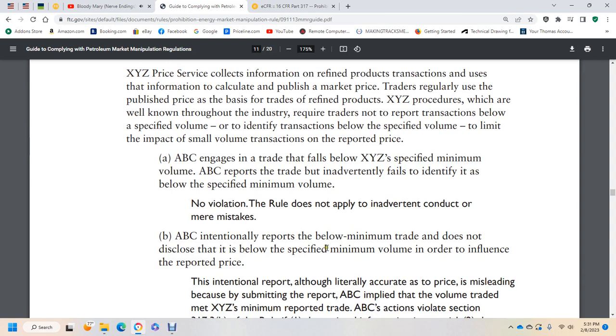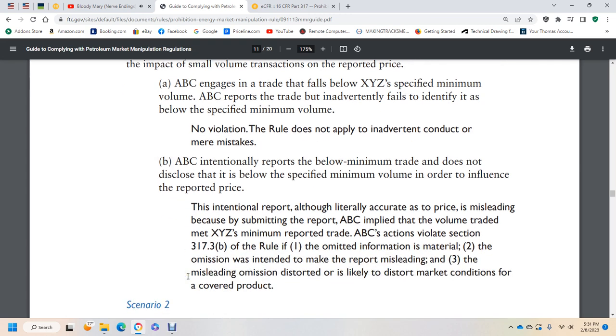ABC intentionally reported the below-minimum trade and did not disclose that it was below the specified minimum volume, in order to influence the reported price. The intentional report, although with a literally accurate price, is misleading because submitting the report leads readers to believe the trade met the minimum reported trade volume. ABC's action violates Section 317.3(b) of the rule, omitting material information with the intent to make the report misleading, a misleading omission likely to distort market conditions for the covered product.